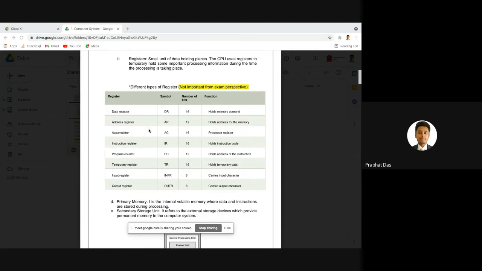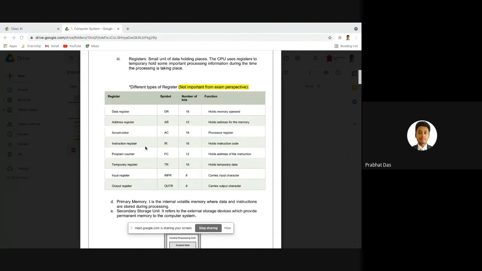If you talk about accumulators, accumulators are the processor registers which will accumulate the values. Now, the instruction register will store the instructions, like what task needs to be done. What is the task that you need to perform, what is the instruction that you have given to the system, let's say addition or subtraction, whatever it is.